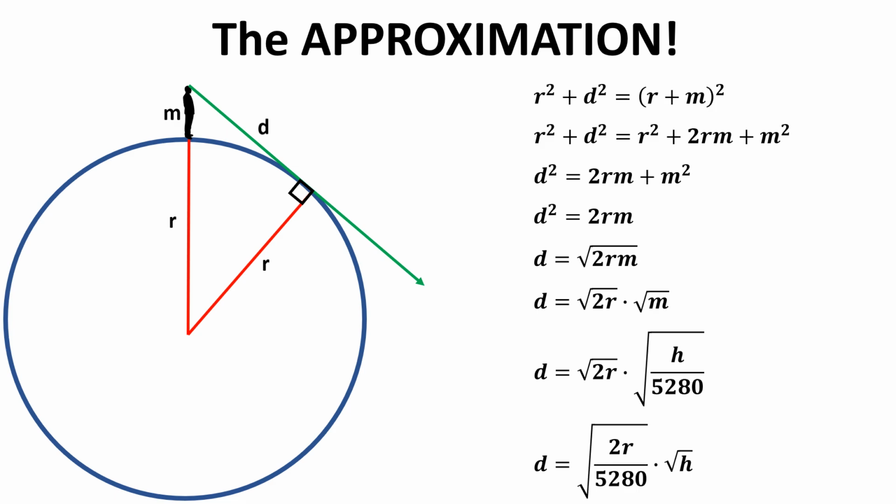And now we've got something that vaguely resembles the approximation from the Black Swan argument, where distance to the horizon is some number times the square root of the observer's height in feet. Yay! Well done to the flirfs for keeping up.